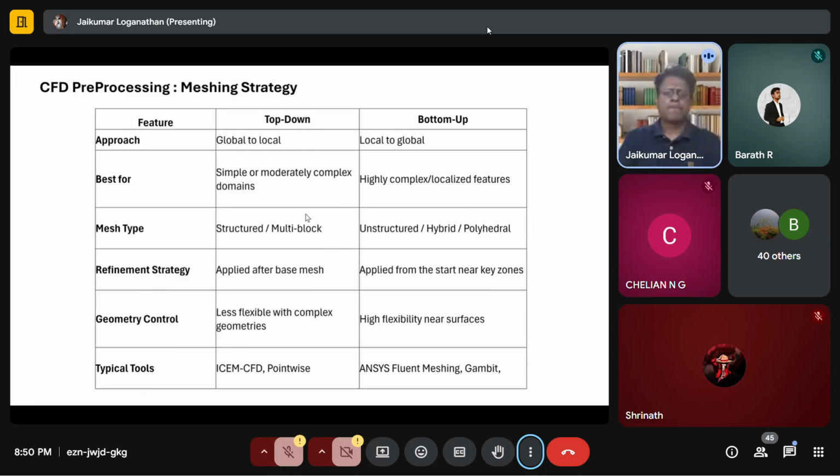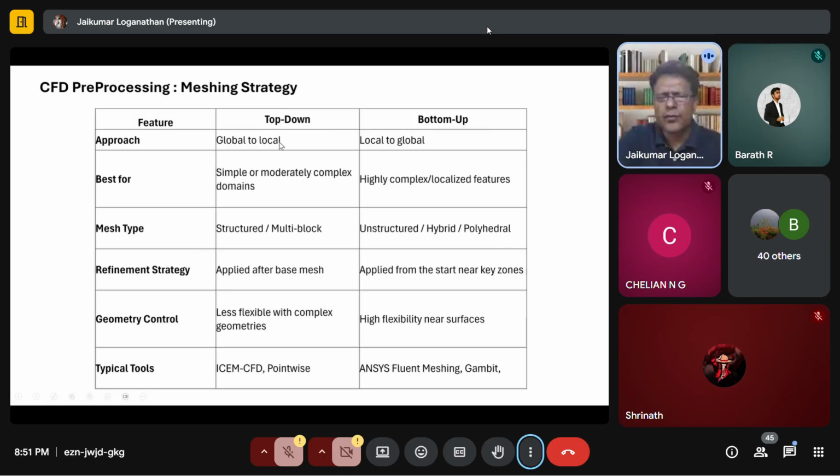Okay. Now let's discuss the meshing strategy, right? There are two meshing strategies. One is top down, and another one is bottoms up. So I don't know how many of you have heard about the software ISM CFD. We are going to look at the software in the next lecture. So ISM CFD comes under the top-down meshing approach, and ANSYS Fluent meshing and Gambit come under bottoms up. Okay, so if you are an expert user of meshing, it really doesn't matter.